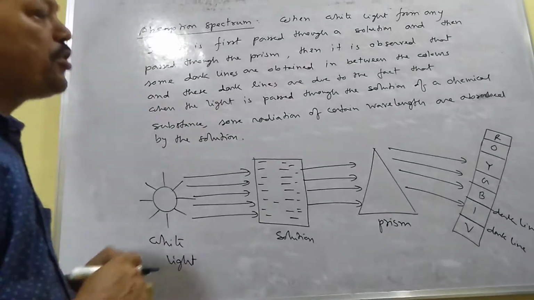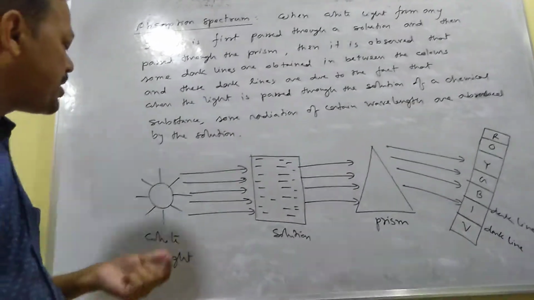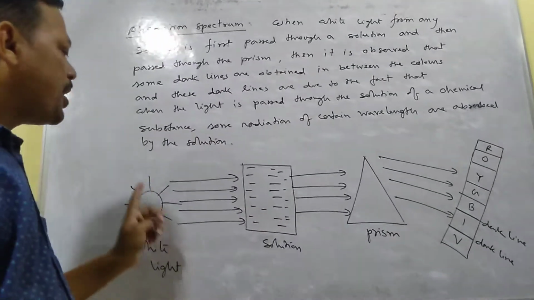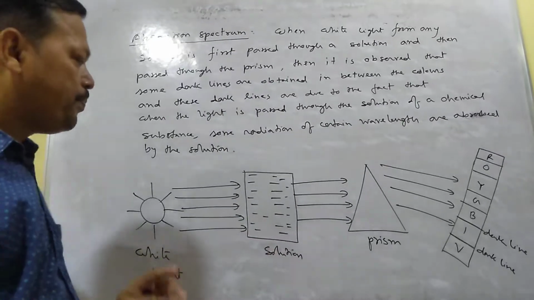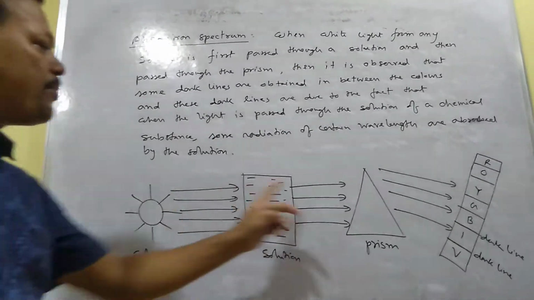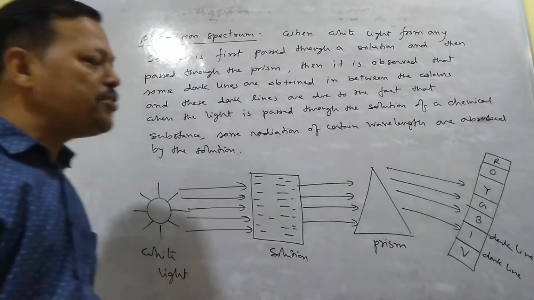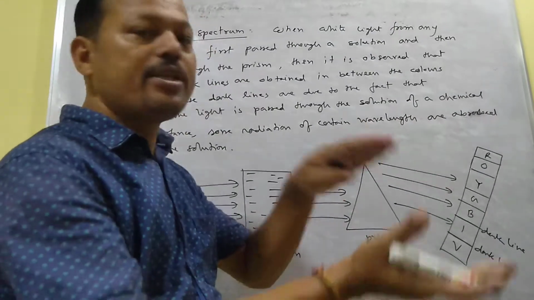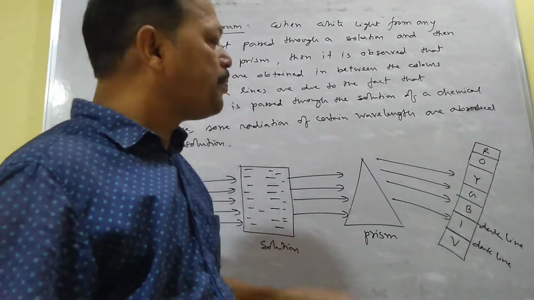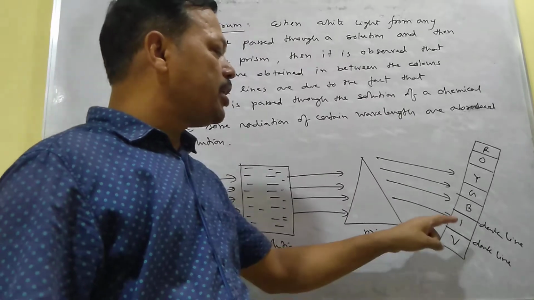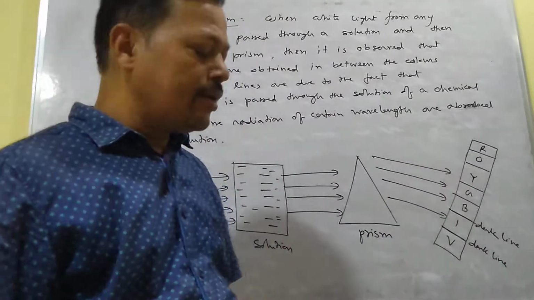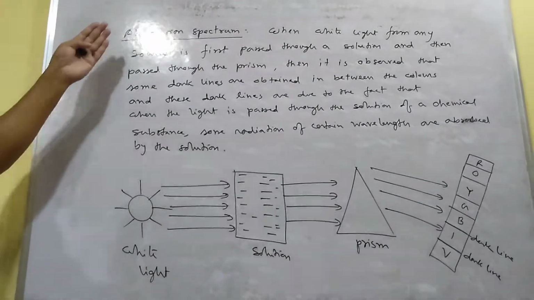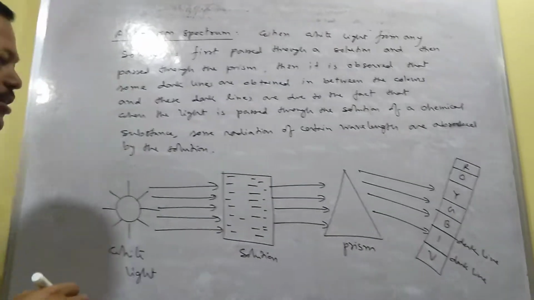So what is the difference between continuous and absorption spectrum? In both the spectra you have to use white light. But the difference is, to get absorption spectrum, first the light has to pass through a solution. But to get the continuous spectrum, you can pass it directly through the prism. And in continuous spectrum, there should not be any dark spaces in between the colors. Continuously, one color by one color you will get. But in case of absorption spectrum, you will get some dark lines in between the colors. So this is the difference between the emission spectrum and absorption spectrum.